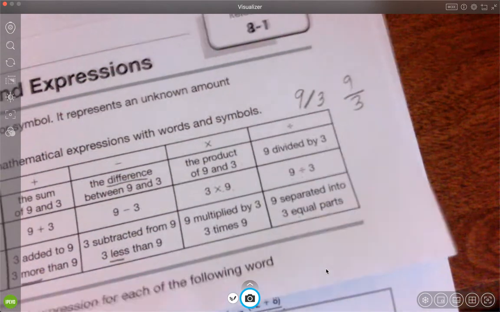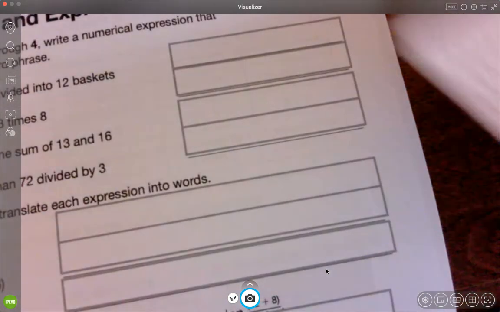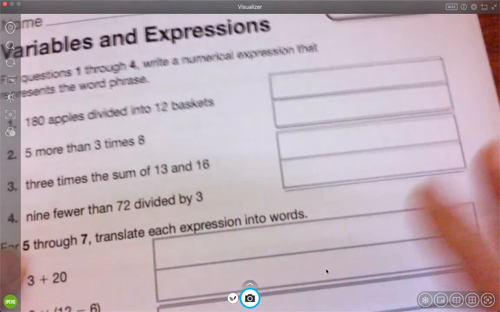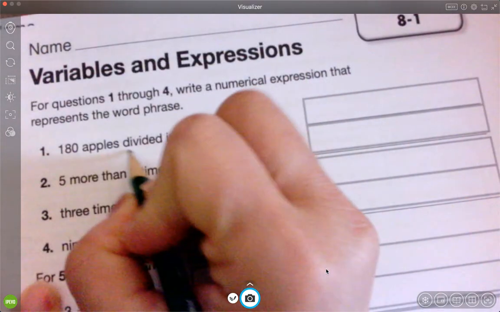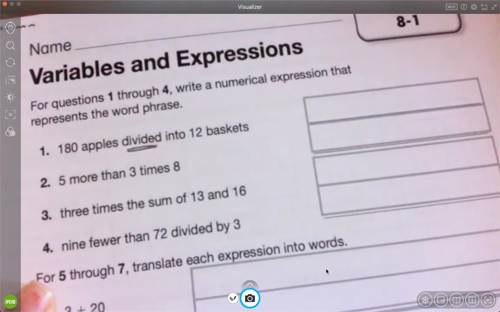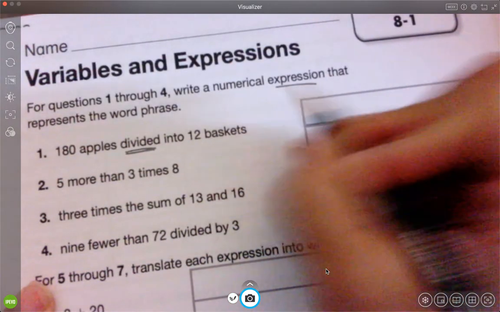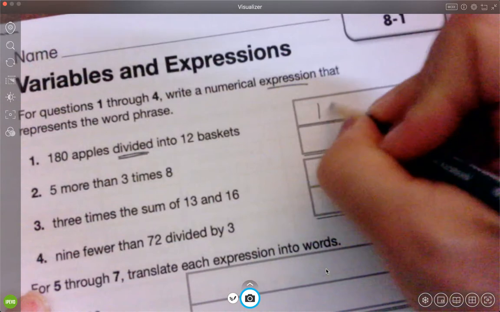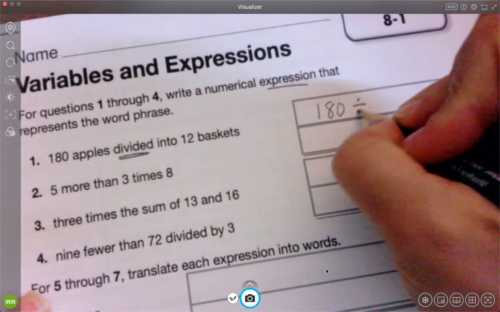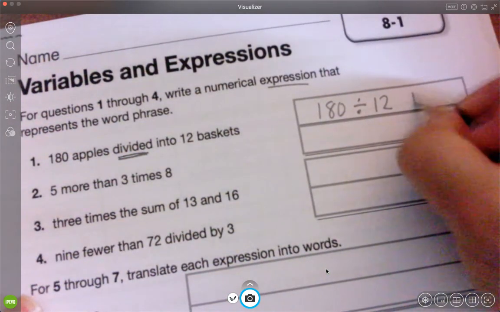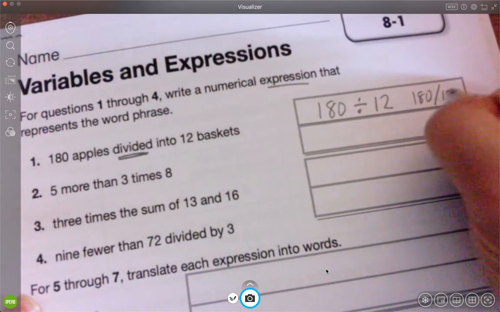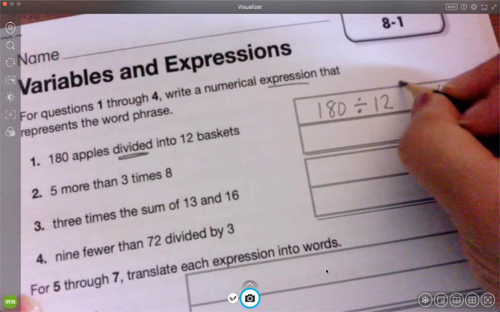Okay, so now I'm going to do the practice page with you. And if you don't have a printer, obviously you're just following along with me, watching what I do. And then you'll have a chance to do the reteach page on your own. So 180 apples divided into 12 baskets. I'm writing a numerical expression. How would I write that? 180 divided by 12. And again, on the Chromebooks or computers, you would have to do it like this, 180 slash 12, because there's no division button there.